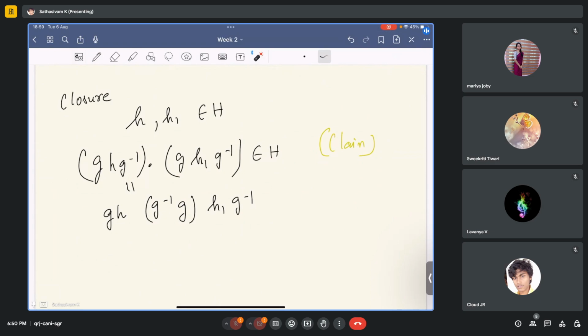So basically you have to use associativity. There are multiple steps you have to write in between to get here. You have to change the brackets. Associativity also tells us that however you put the brackets, it doesn't matter. So I directly write it here, but there are multiple steps one has to write if you want to write all of them.